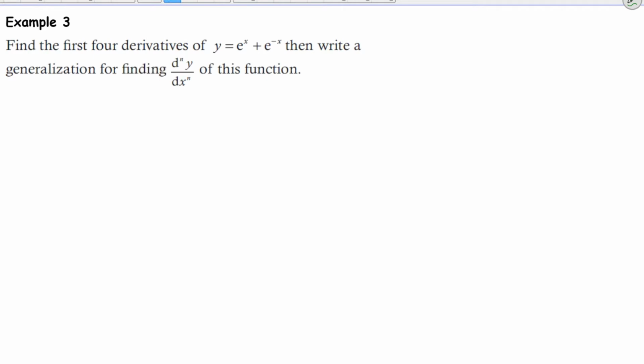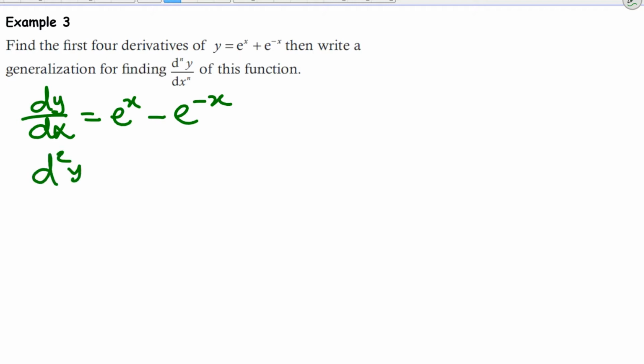So the first derivative will be dy over dx, which will be e to the power x. Now, here you have to apply the chain rule. The derivative of negative x is negative 1. So negative 1 e to the power negative x. The second derivative of this function will be e to the power x. And then again, the derivative of negative x will make negative 1. And negative 1 multiplied by negative is positive, so plus e to the power negative x.